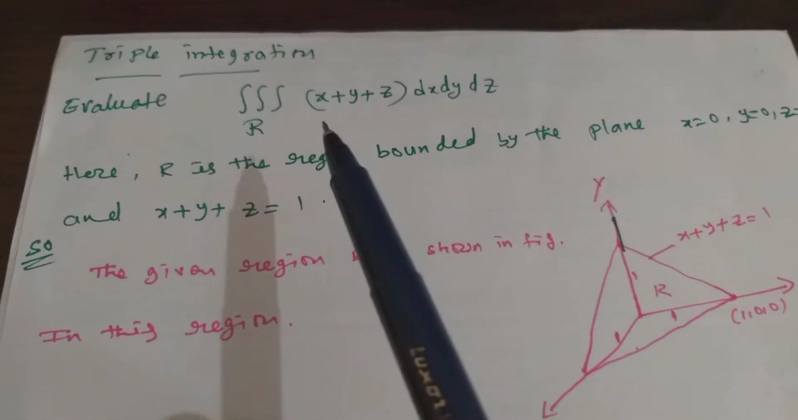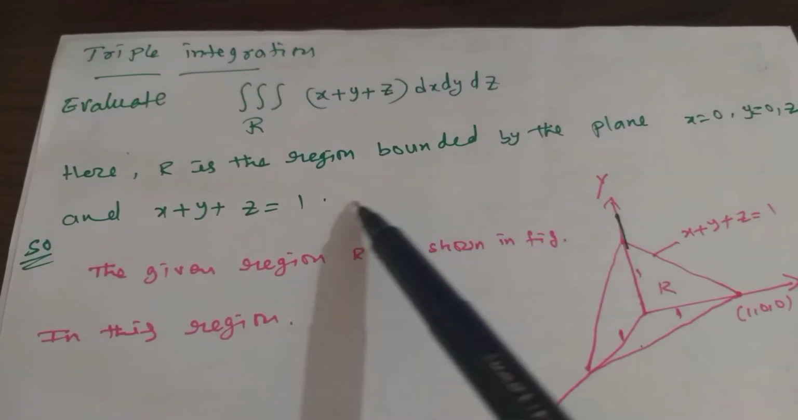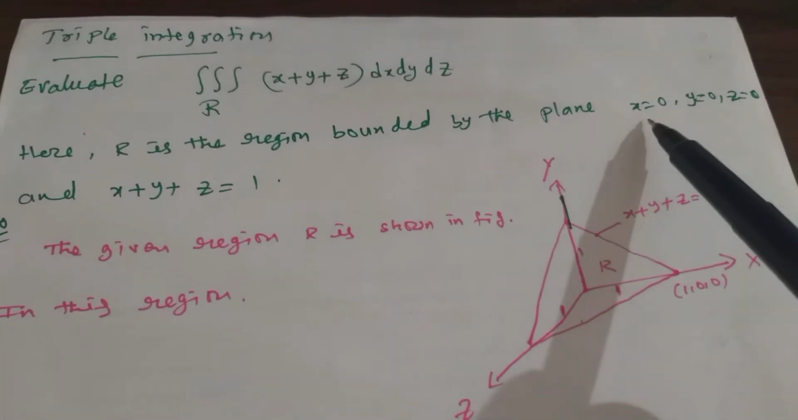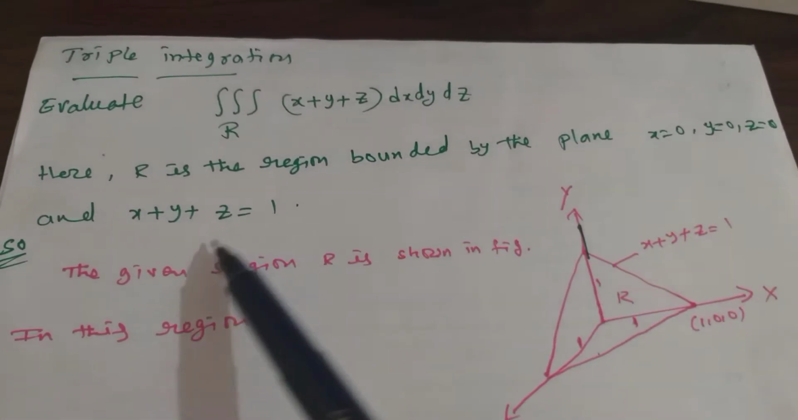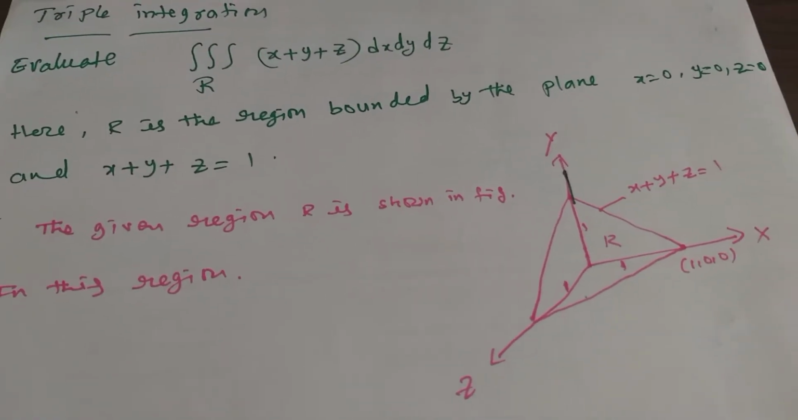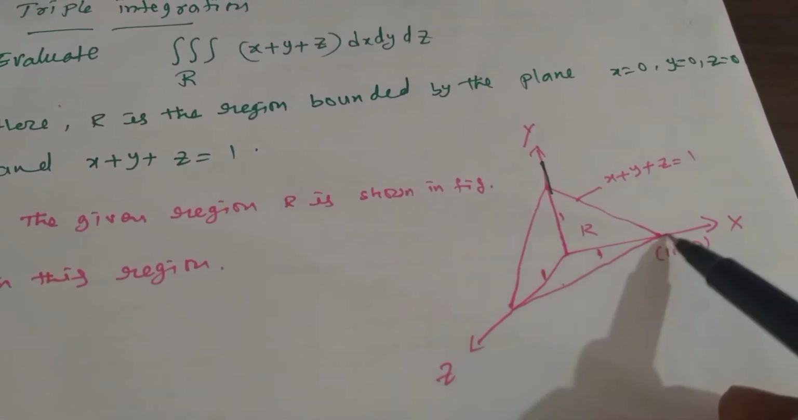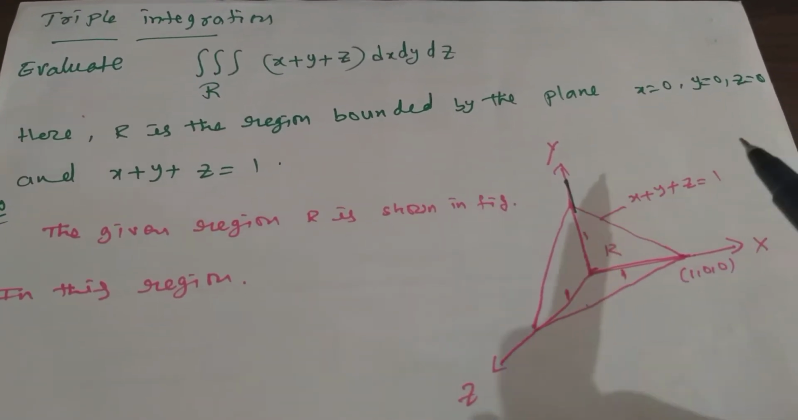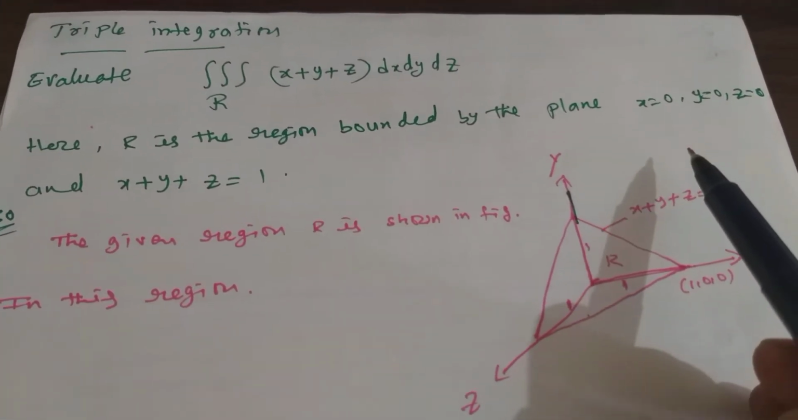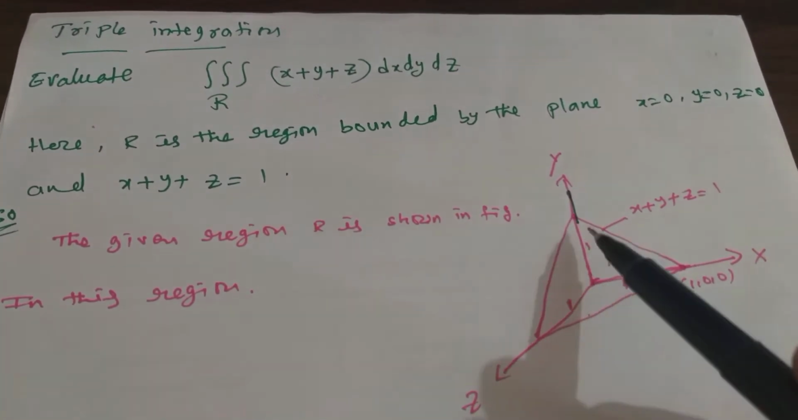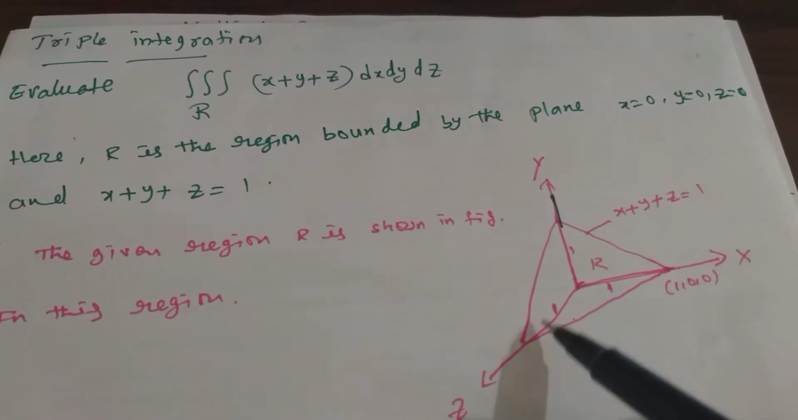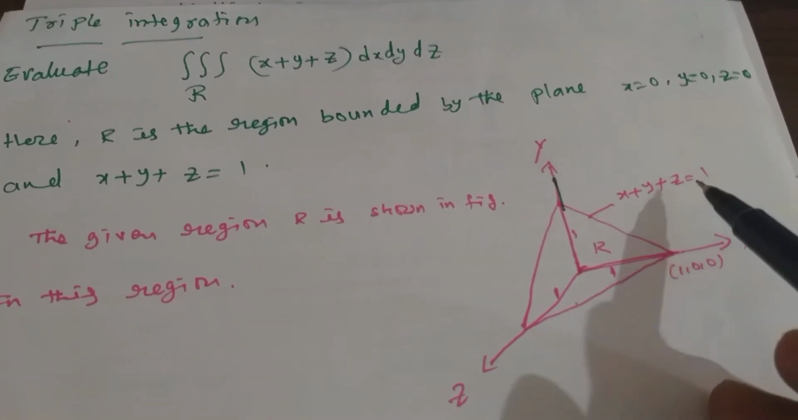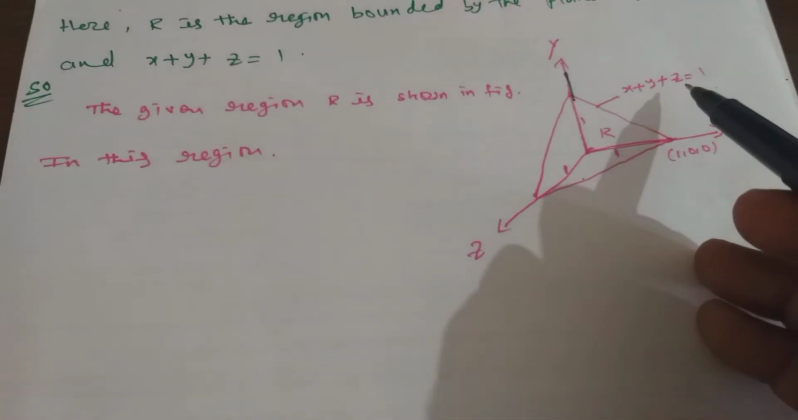The limits of x, y, z are obtained from this region, and R is bounded by the planes x equal to 0, y equal to 0, z equal to 0, and this plane. We all know that x equal to 0, y equal to 0, z equal to 0 means the region is in the first octant, and the plane is this. So this is our plane. The plane is x plus y plus z equal to 1. Right? Now how to get the limits of x, y, z?